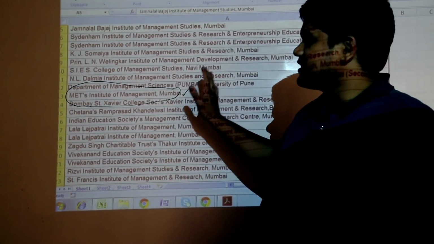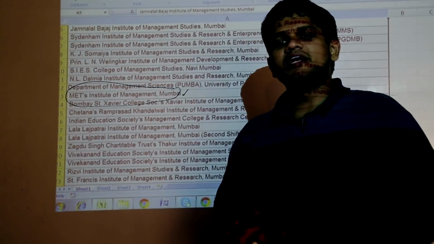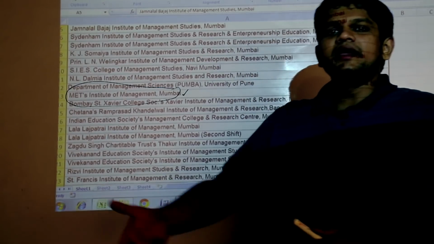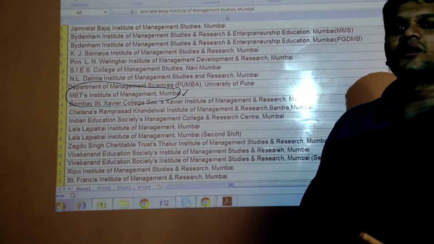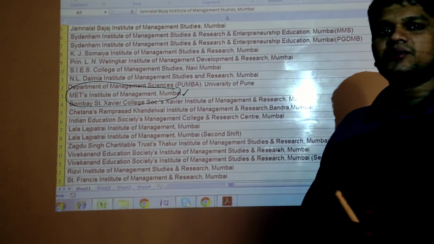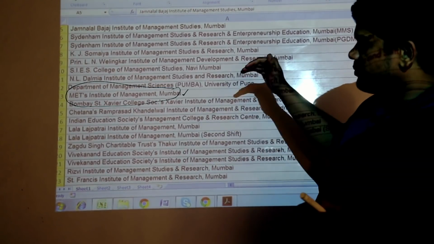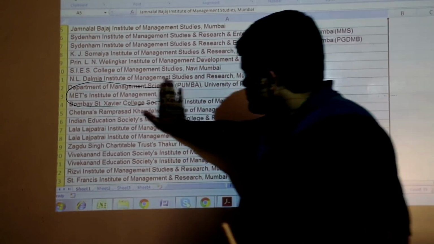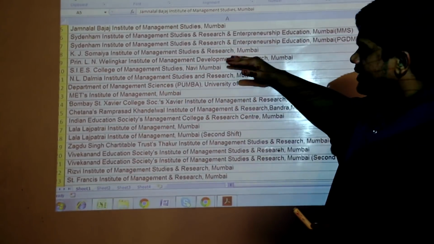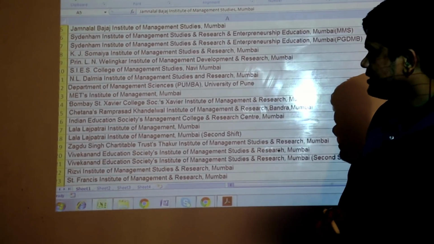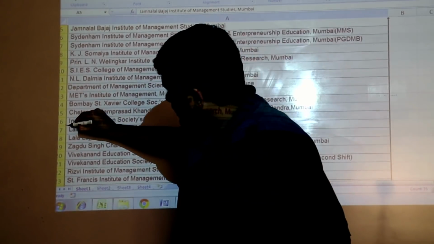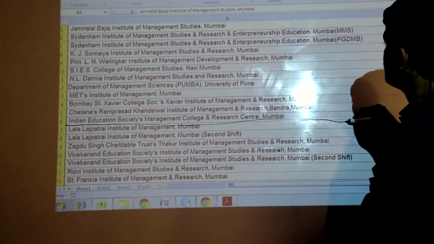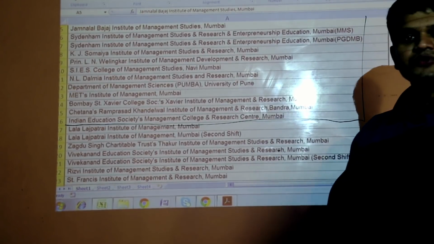Our recommendation is there would not be any problems. You can very well take up MET. But still, to be safe, you can go and talk to the seniors as well, so you will get a better picture about whether to include that in the list or not. Similarly, after that, you have Xavier's, Chetna, IES. So these are the ones that we generally recommend the students to take up admissions into.